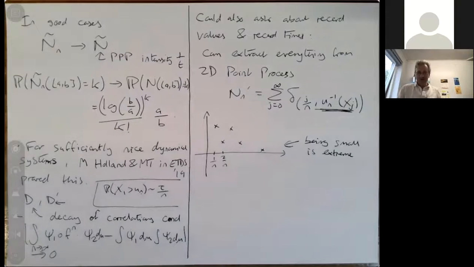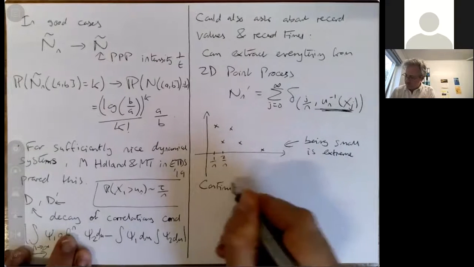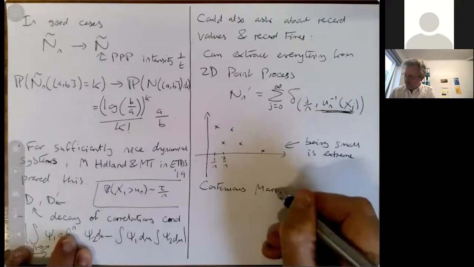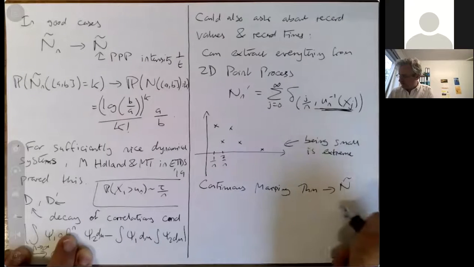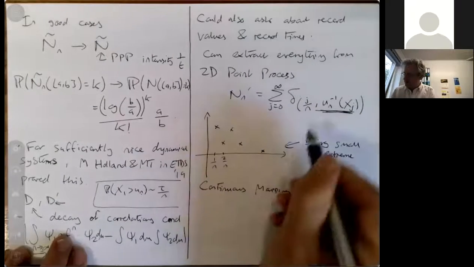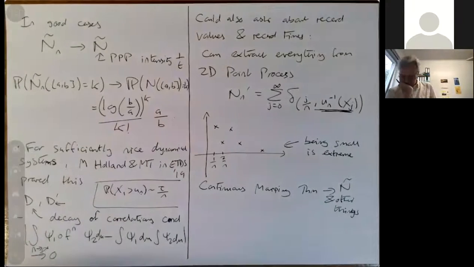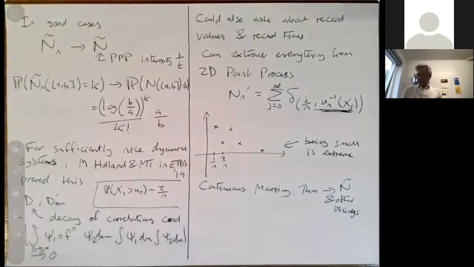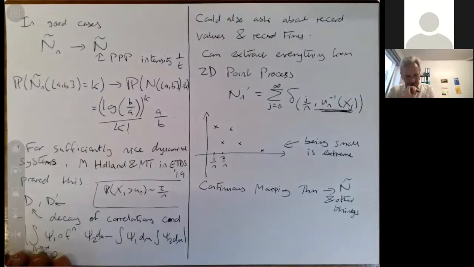So this, a priori, has nothing to do with records or record values. But if you can understand this process, you can use the continuous mapping theorem, which reads off stuff to get to the n tilde and other quantities. So this is the main tool, this two-dimensional point process. Generally we're interested in these things here. They tell us more than just about records as well.